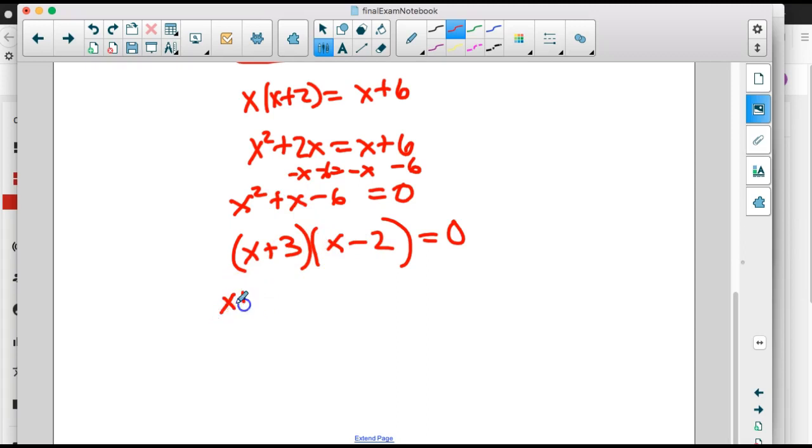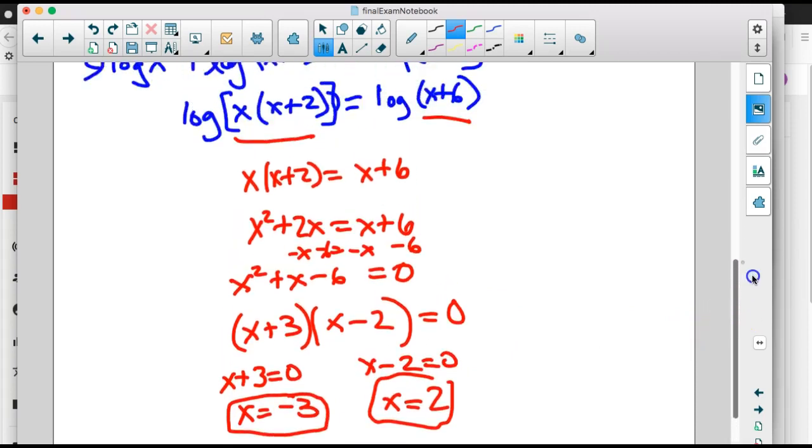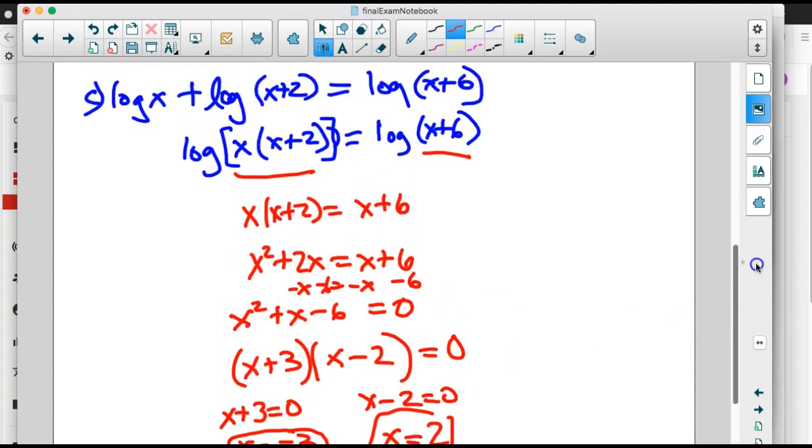So x plus 3 equals 0, x is equal to negative 3. x minus 2 equals 0, x equals 2. So these are my two answers for the problem. Now we have to verify those two answers by looking at the original problem.